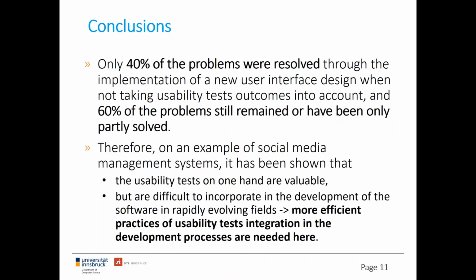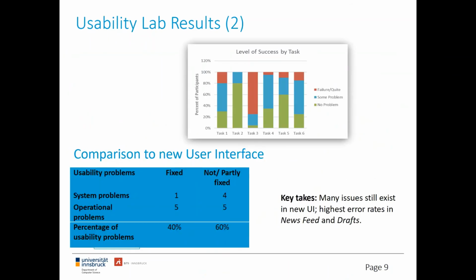And as a result, if you go back, for example, to this slide and see the second table, comparison to the new user interface, we have seen that only 40% of the actually found issues were fixed or addressed in the user interface if the usability feedback was not provided. And, well, one system problem would be fixed.